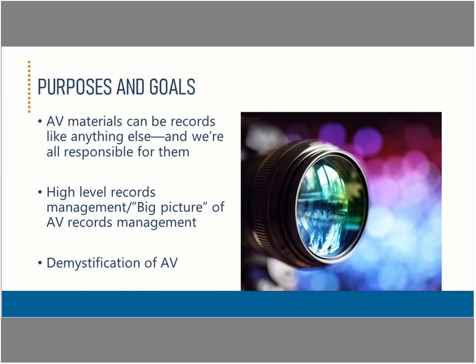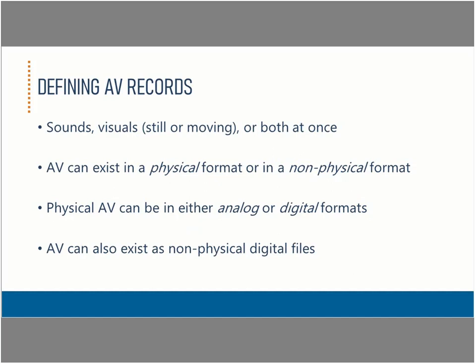So let's define these records first. What are they? Well, they're just what they sound like, bad pun intended. They're records that incorporate either the element of sound, a visual element, or both. AV records can exist in a physical format. They're contained in or on some kind of carrier or media that you can hold and handle, like, for example, a cassette or a vinyl record or an optical disc like a CD.